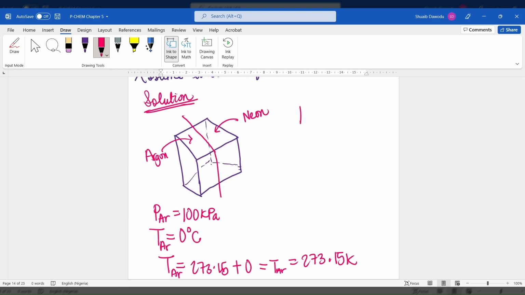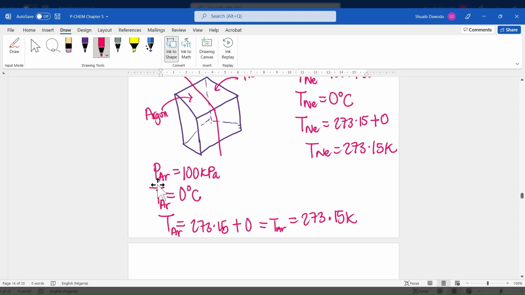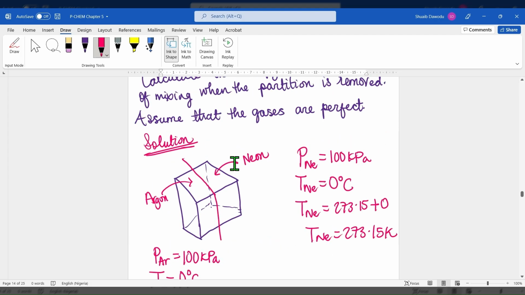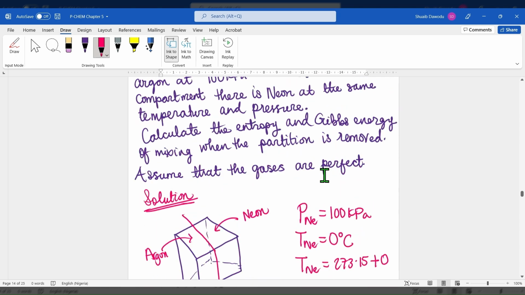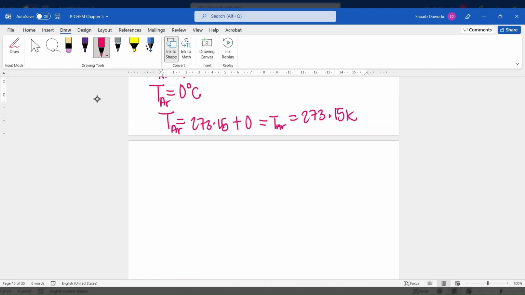Then for neon, the pressure of neon is 100 kilopascal and the temperature of neon is 0 degrees Celsius. So the temperature of neon is 273.15 plus 0, which is 273.15 Kelvin. So that's the value for temperature as well as the value for pressure for both of them in the compartment. Let's not forget that we're also told the volume of the container to be 250 centimeter cube. So the full box is 250 centimeter cube.